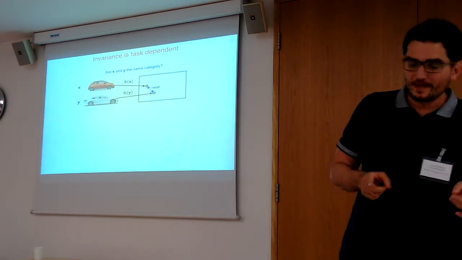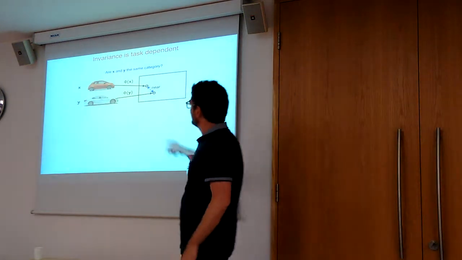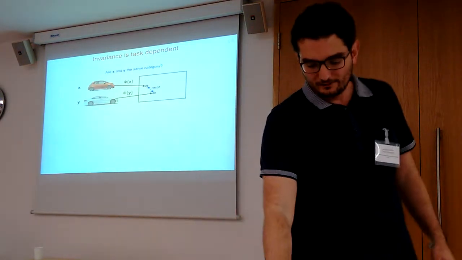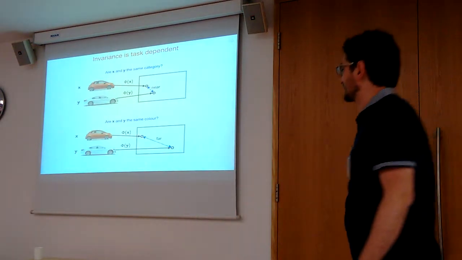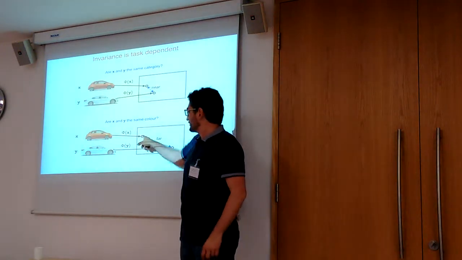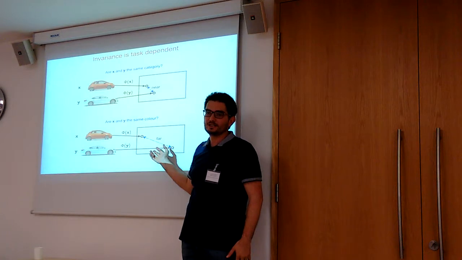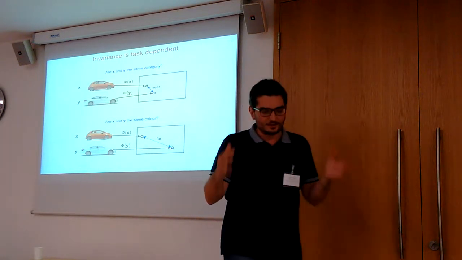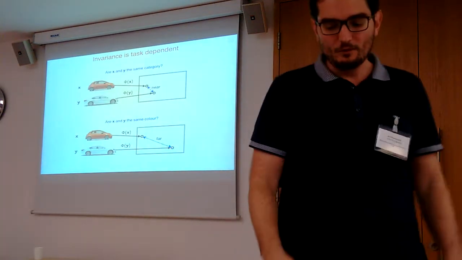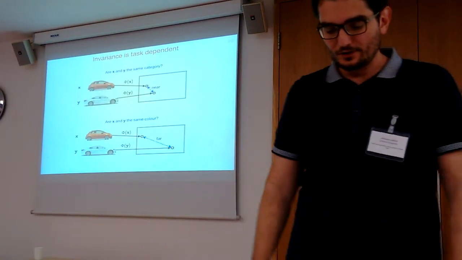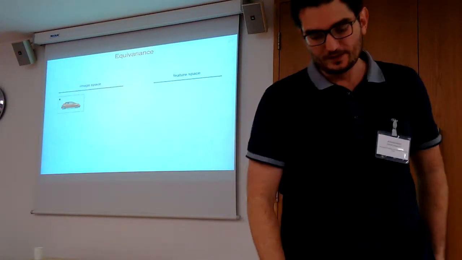So for instance, if my problem is to tell whether these two are cars or not, then of course the embedding should be close in space. But if my goal is to tell whether X and Y have the same colors, then this should be far away. So what do I do now? Should they be close or should they be far away? Well, this is not something that we can explain with just this notion of invariance. We need something more.